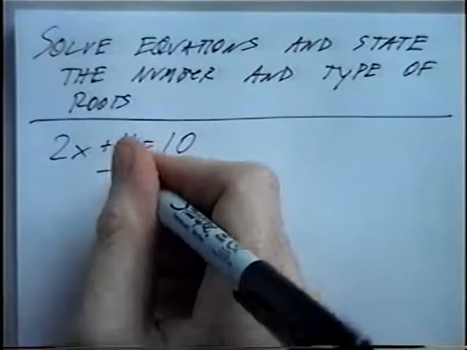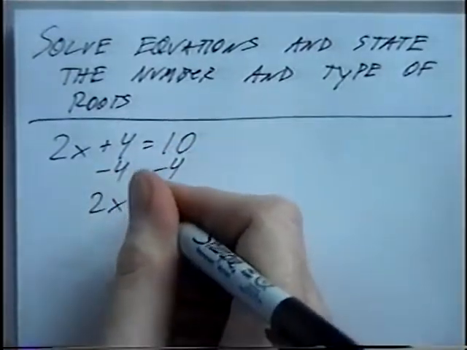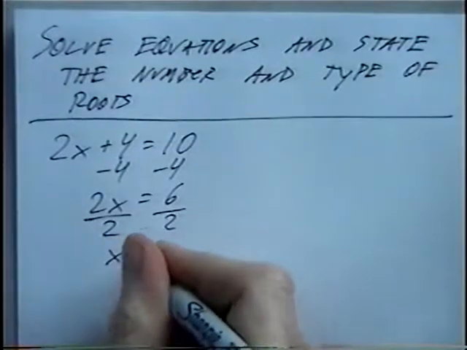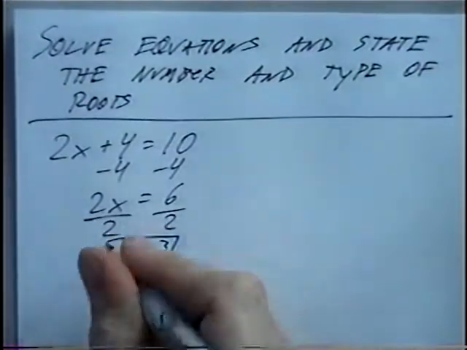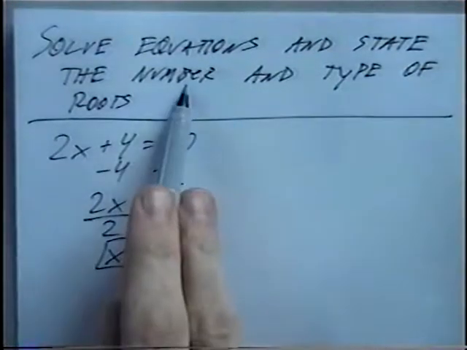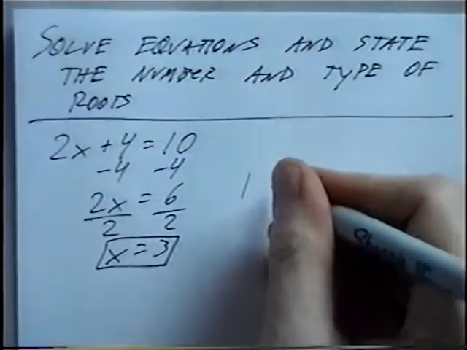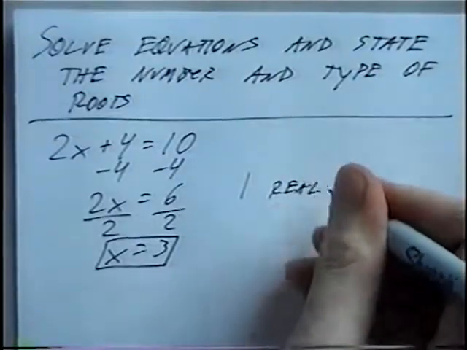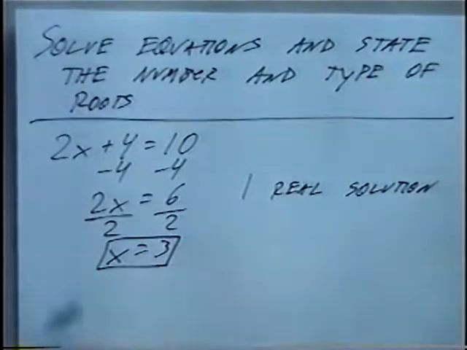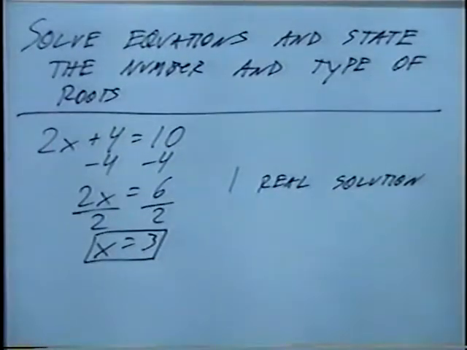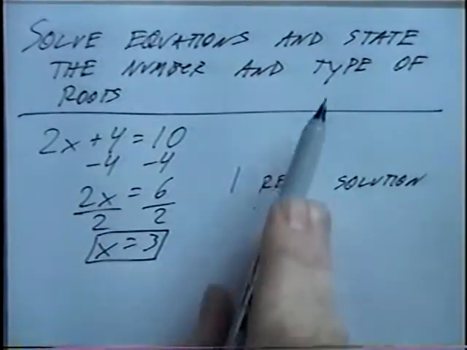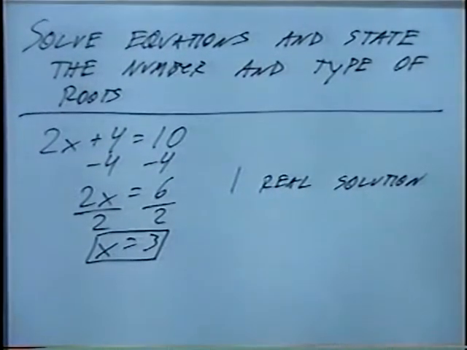First question, subtract 4 from both sides. Divide by 2. And x equals 3. So the answer to the equation x equals 3, the number of roots is one solution, and it's one real solution. Real because this is a real number, not imaginary. Type of roots is real. So one solution and one real solution.